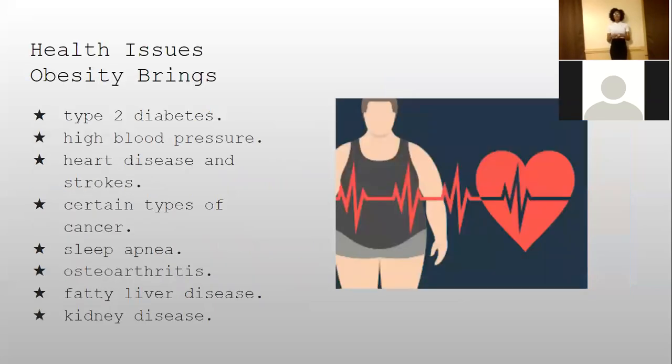Health issues that obesity brings include type 2 diabetes and high blood pressure. I came to the conclusion that most of these diseases are caused when there's excess weight pushing down on vital systems in the body, like your arteries, your lungs, and your heart, which causes a lot of the diseases that you can see on the screen.